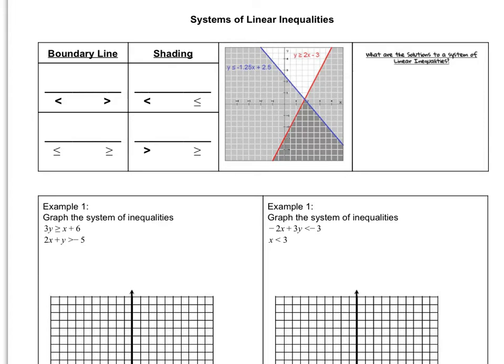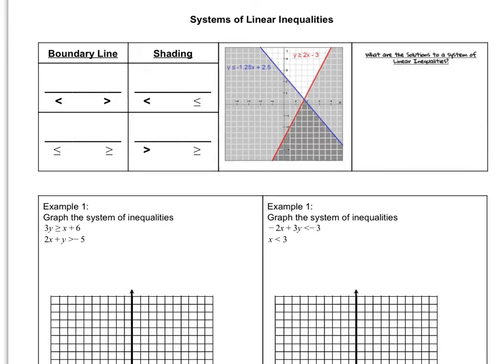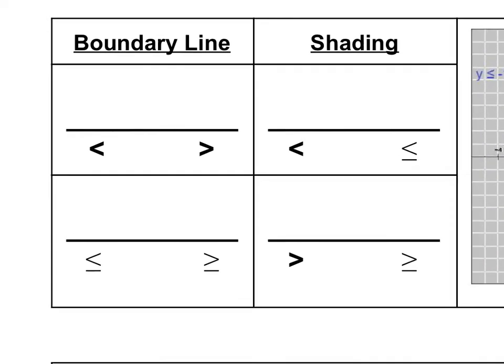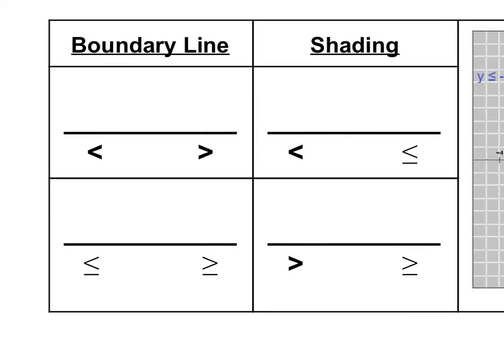Okay, so the first thing I want to do is go over a review of boundary lines and shading. If you have a less than or a greater than sign, that means this is going to be a dashed line. Remember, it does not have a solid line underneath, so therefore that is a dashed line. And then if you have a less than or equal to or a greater than or equal to, that is going to be a solid line. Okay, solid line.